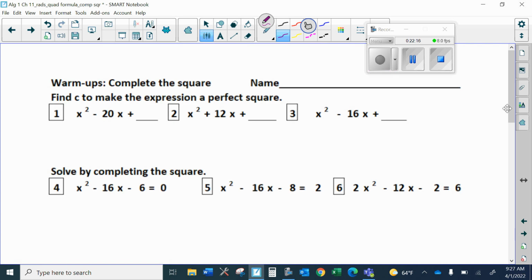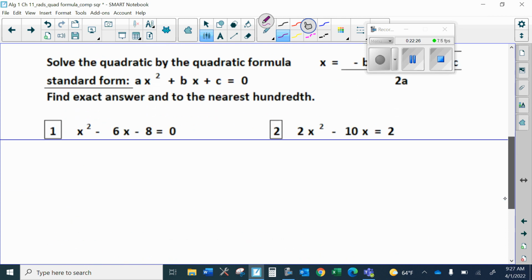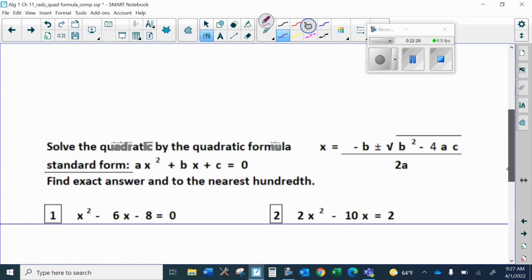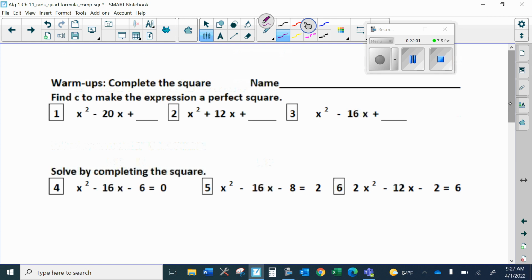All right. Next, complete the square. So that was the previous section, which we just did. Now complete the square. And then we'll be doing quadratic formula. All right, complete the square. I spelled square right that time.